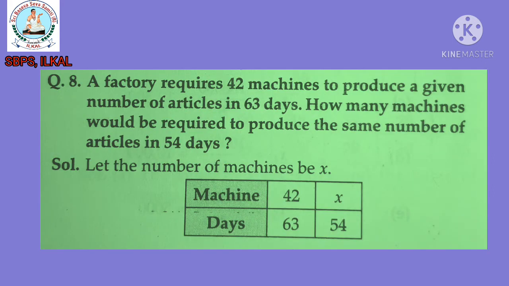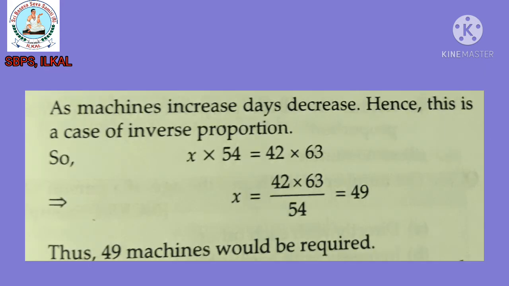Eighth question. A factory requires 42 machines to produce a given number of articles in 63 days. How many machines would be required to produce the same number of articles in 54 days? Solution. Let the number of machines be x. Observe the table. Machines 42, days 63. If machines used were x, number of days required is equal to 54. As machines increase, days decrease. Hence, this is a case of inverse proportion.